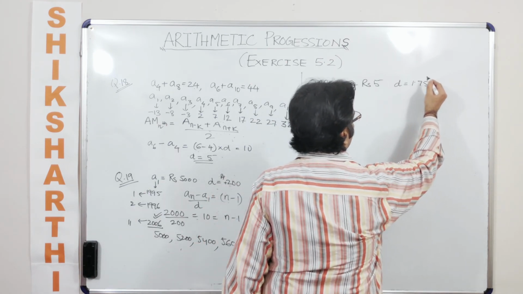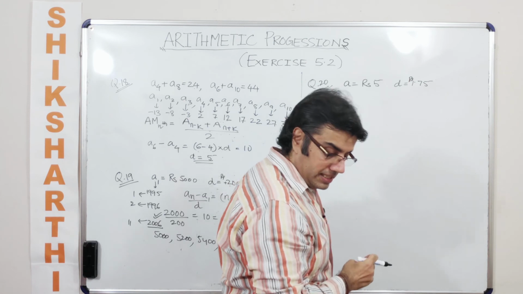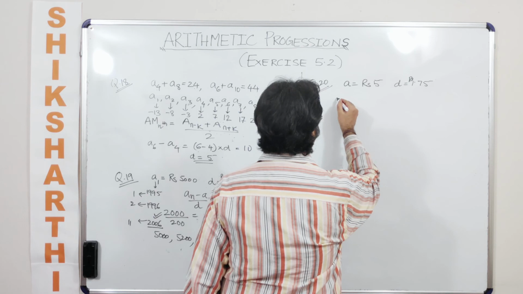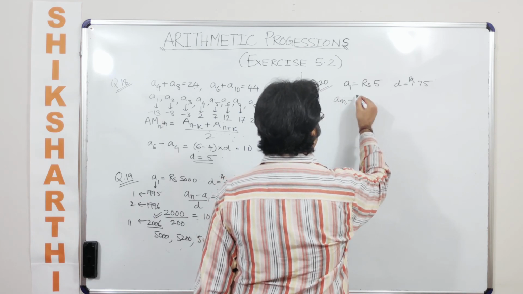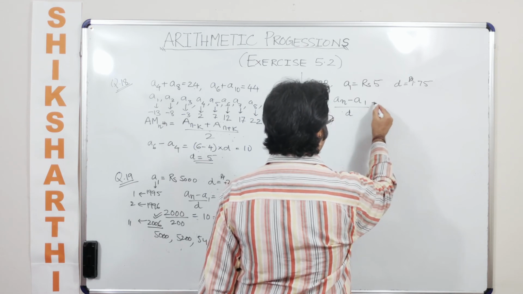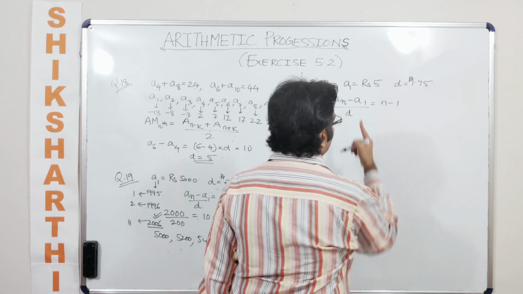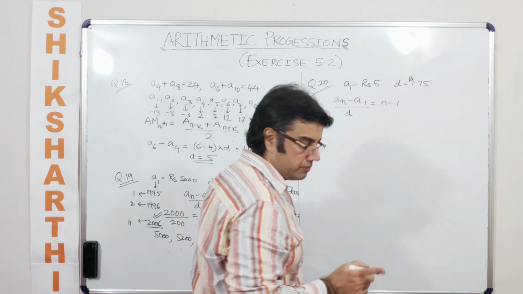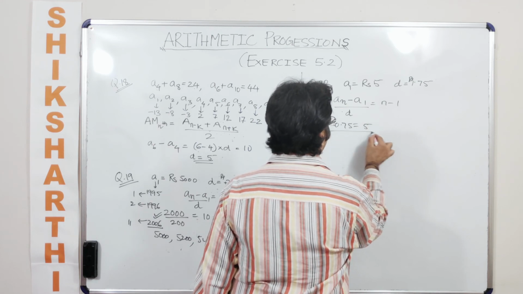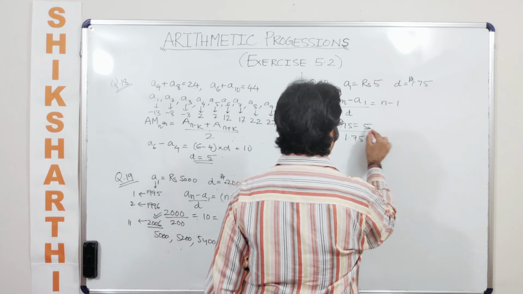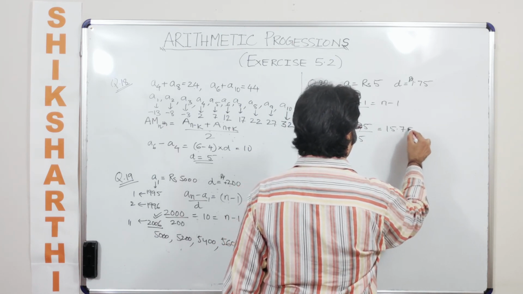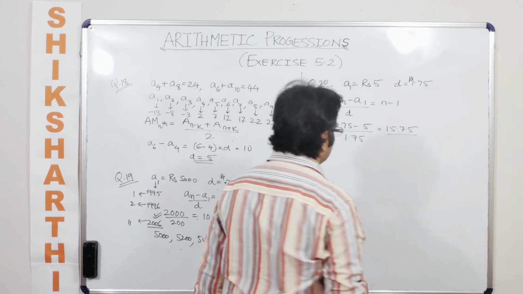Now it says if in the nth week her weekly savings became 20.75, so an minus, let's say, a1 divided by d gives me the value of n minus 1. And what is the value of the nth week here? The value here is 20.75. So 20.75 minus 5 divided by 1.75 is just like saying 15.75 divided by 1.75. And how much is this? Can I say this is 7 by 4?